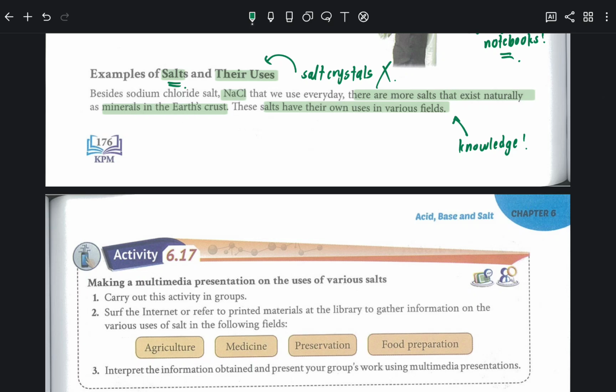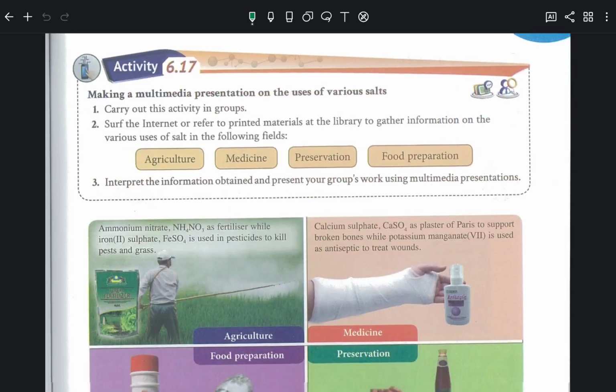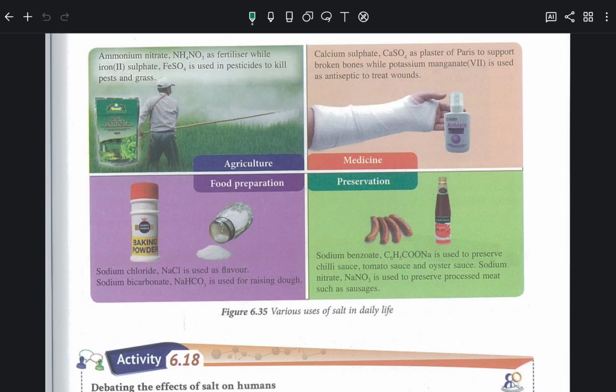Okay, now we move on to the next one, which is this example. We have salt, right? Besides using salt in food, we will also be using salt in agriculture, which is pertanian, medicine, which is to treat people, and food preparation and preservation. By this time you should know what agriculture means. Food preparation means when you prepare snacks or anything. Food preparation and preservation are different.